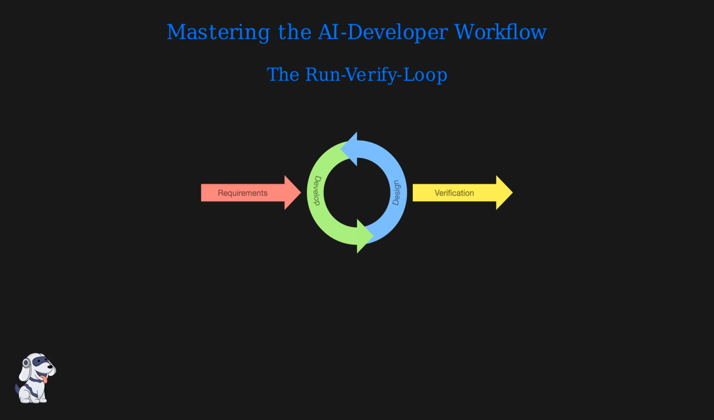Integrate the run verify loop into your workflow. Always conclude your prompts with "run tests after." This mandatory verification step catches regressions early, reducing iteration cycles by 60%.